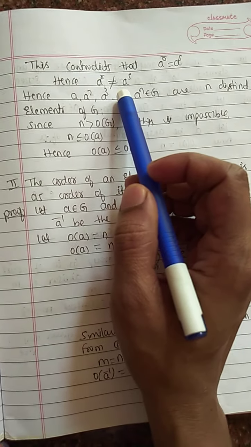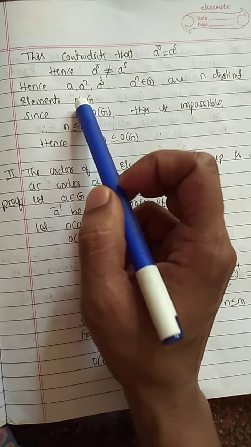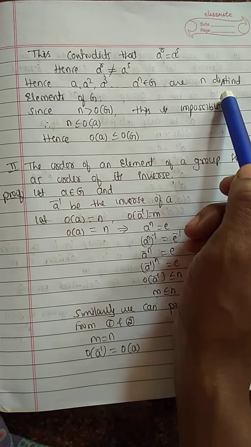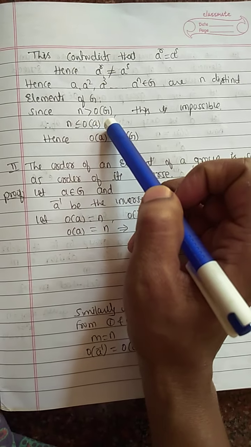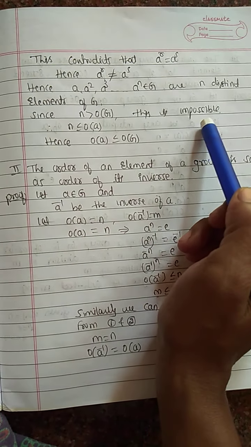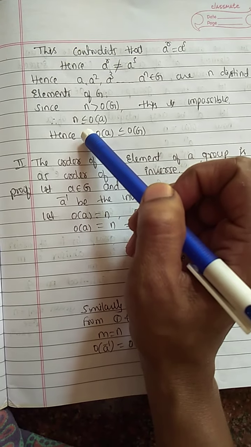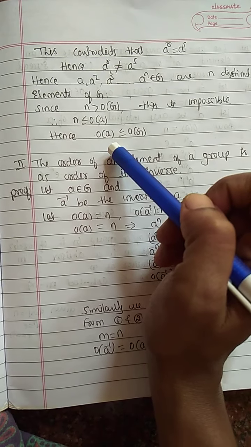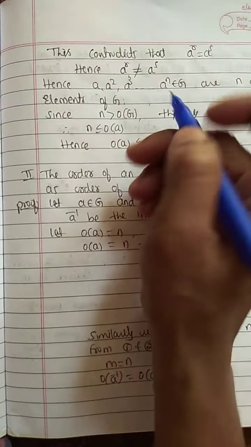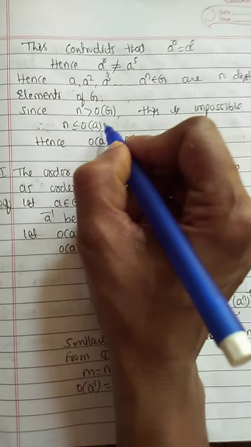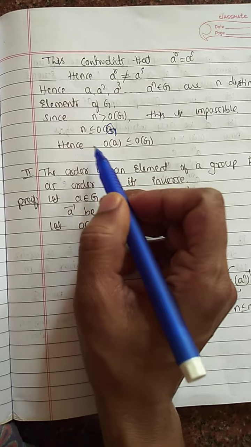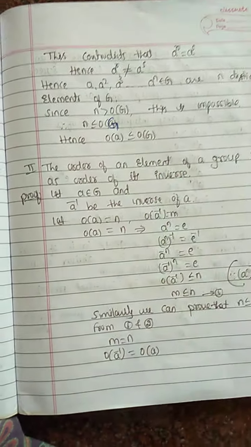Hence, a power r is not equal to a power s. Hence, a, a square, a cube, and so on, a power n belonging to G, are distinct elements of G. Since n greater than the order of G is impossible, therefore n is less than or equal to the order of G. Make this correction: hence, the order of a is less than or equal to the order of G.